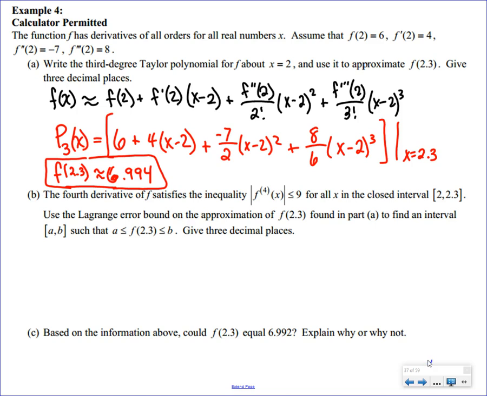Oh, they say it. Use the Lagrange error bound on the approximation of f of 2.3 found in part A to find an interval such that... All right, cool kids, you go. We've done this 3 times. That was just today. You got it. I knew this.